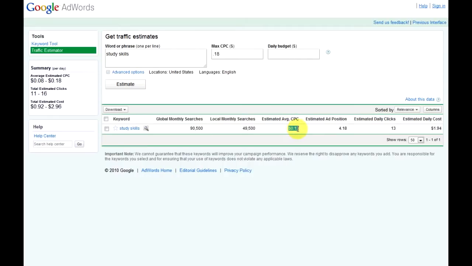We'll probably put you in position number four, but now you're only paying 13 cents a click, a couple bucks a day. So it went from $25 a day to a couple bucks a day. What happens if I bump that up to 25? Estimate it. Now I'm at 16 clicks a day. Average position of about three. And remember, this is all an estimate. This is no guarantee. But it does give you an idea of about where you would be when it comes to AdWords.